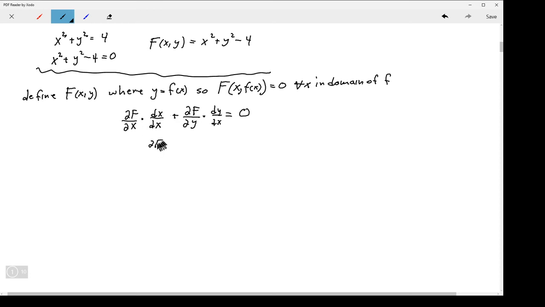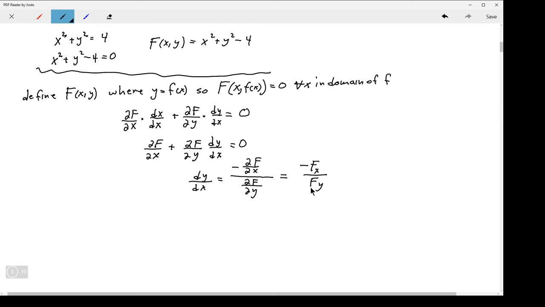So this becomes the partial of F with respect to x plus the partial of F with respect to y times dy dx equals 0. All right, so that means that dy dx is going to equal, if I bring that over, the negative partial of F with respect to x over the partial of F with respect to y. So basically your implicit differentiation simply becomes negative Fx over Fy. A lot simpler than trying to go through the Calc 1 method for doing implicit differentiation.